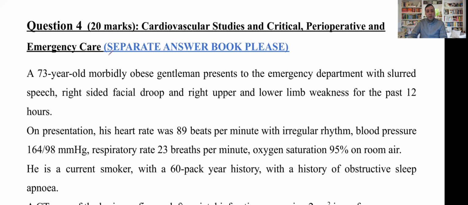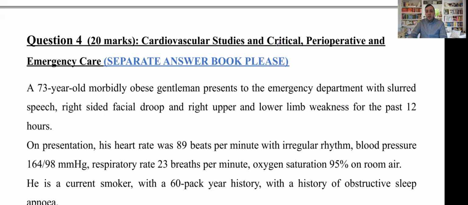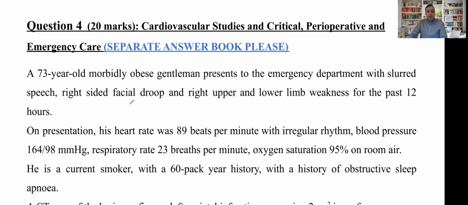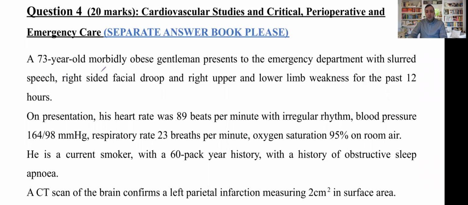Let's move on to the next question in this short answer question paper. Question number 4. This is in the field of cardiovascular studies, critical and perioperative and emergency care. Here we have a 73-year-old morbidly obese gentleman. This is very important to mention, and it's relevant. The morbidly obese gentleman presents to the emergency department with slurred speech, right-sided facial drop, and right upper and lower limb weakness. So here we have a neurological deficit or lateralizing symptoms for the past 12 hours.